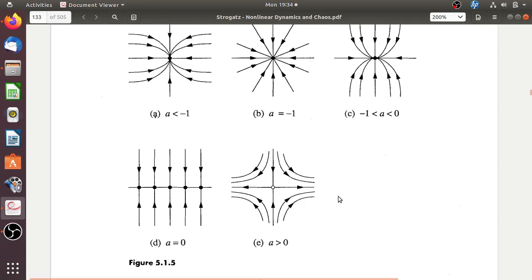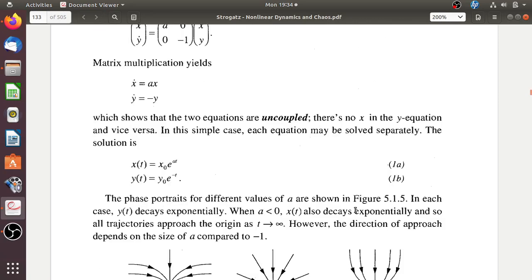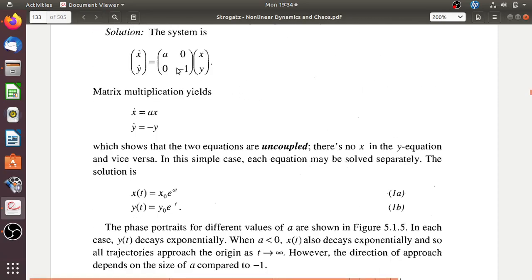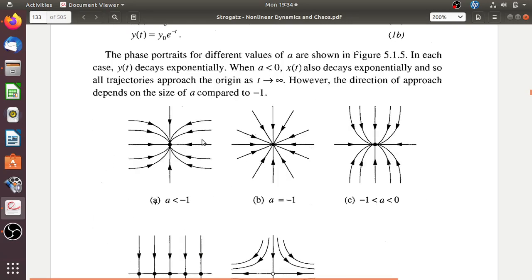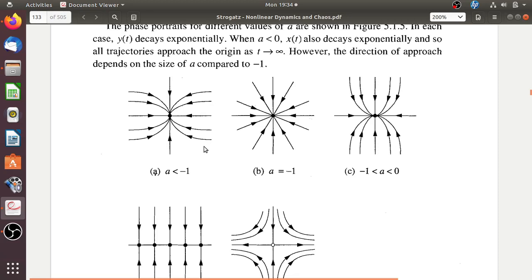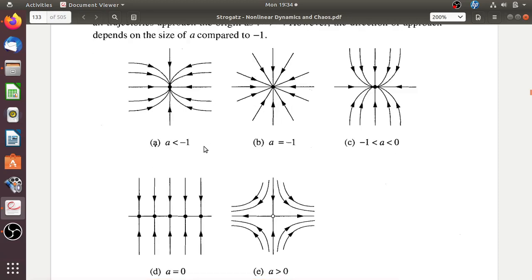As an exercise, instead of assuming this value -1, assume it as just 1, and try to identify the phase portrait for different cases of A. I'll leave that as an exercise. Thank you.